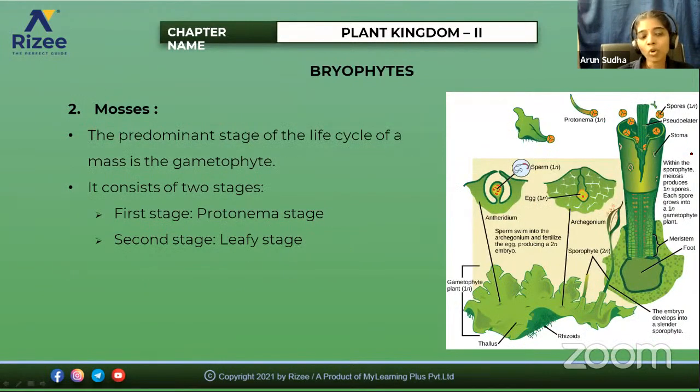Then if you take mosses, what is the main difference here from the liverworts? Here the predominant stage of the life cycle of the moss is the gametophyte. So gametophyte is the predominant stage. And here we saw that in the case of liverworts, it is direct development. That is, the spore will directly develop into a gametophytic plant body. But here in the case of mosses, there are two stages. First stage is the protonema stage, and second stage is the leafy stage. So what are these stages?